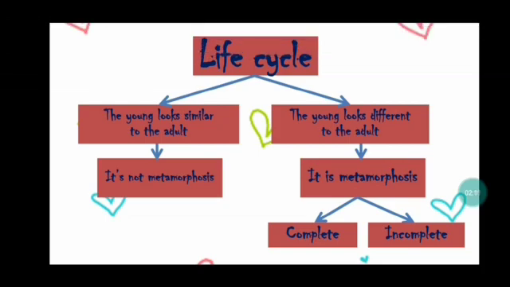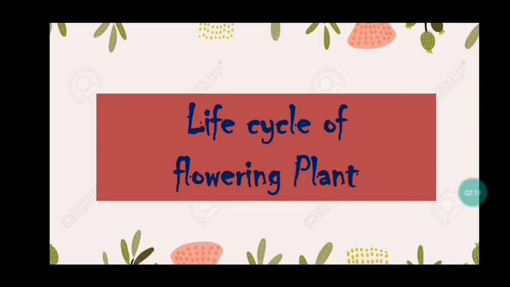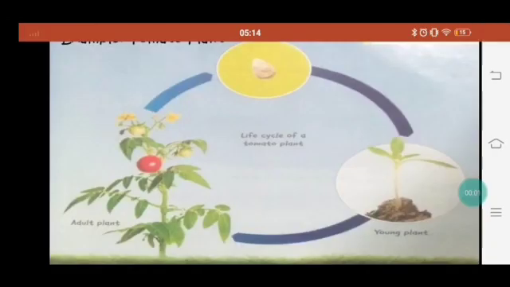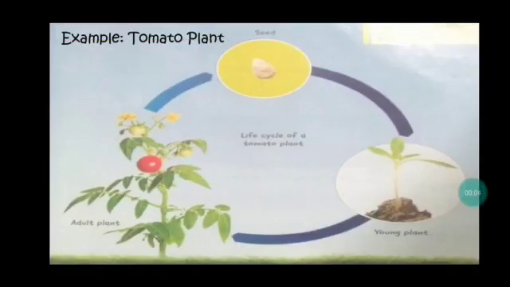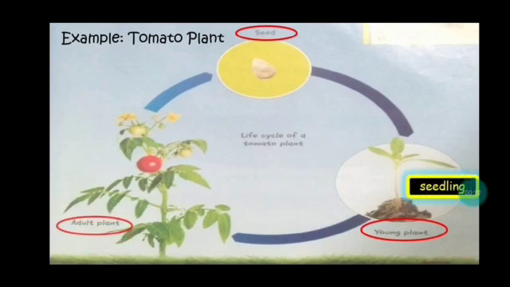And then for the next life cycle, we will study about the life cycle of flowering plant. The life cycle of flowering plant consists of 3 stages: seed, young plant, or sometimes we say seedling, and then adult plant. The example here is tomato plant. You can see your book page 35.